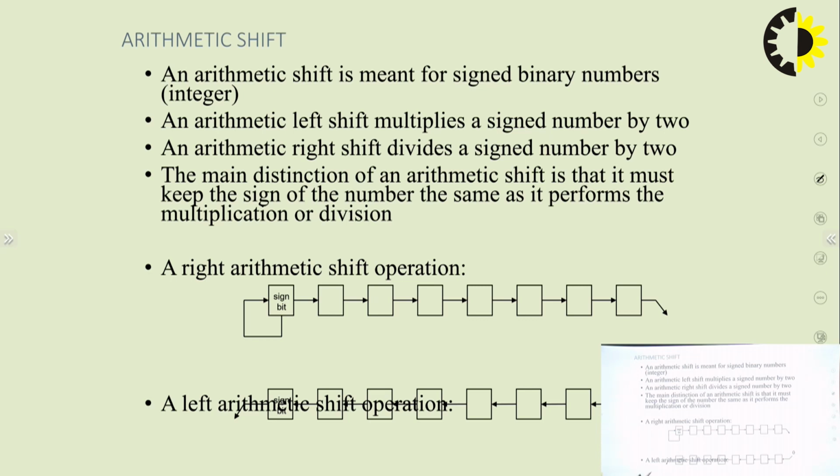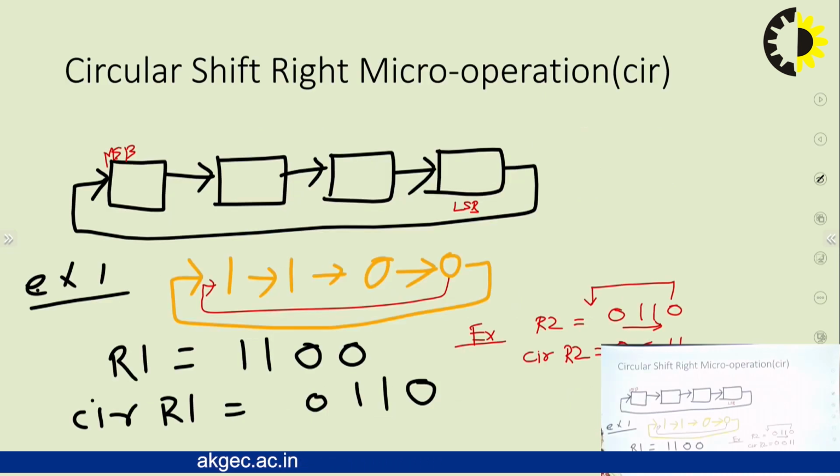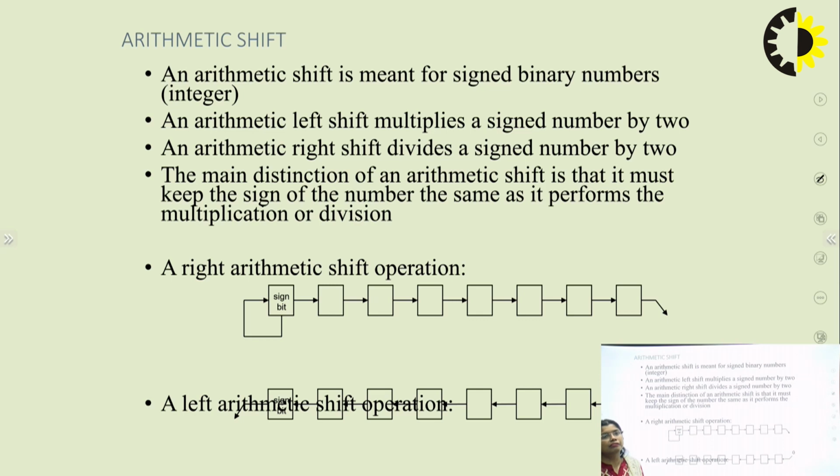Now the last one is the arithmetic shift. Actually, shift micro operation is of 3 types: circular shift, logical shift and arithmetic shift, and each has a left and a right shift micro operation. Arithmetic shift is meant for signed binary numbers. In circular shift left and right, we take only positive values in the registers by default. In the arithmetic shift, we can also consider negative values.